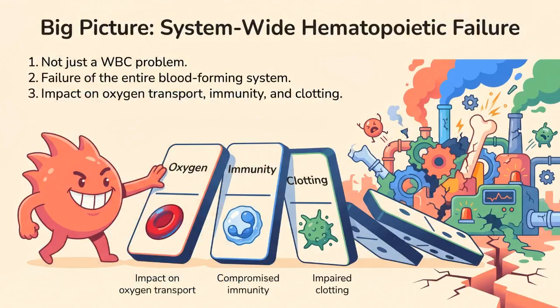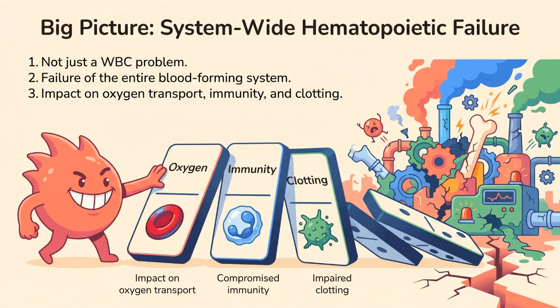We've just discussed how megakaryocytes are suppressed, leading to decreased platelets. Now, let's zoom out and consider the broader implications of acute leukemia. It's crucial to understand that acute leukemia isn't just a problem of white blood cells. It represents a profound, system-wide hematopoietic failure. The uncontrolled proliferation of blasts in the bone marrow doesn't just affect one cell line. It impacts the entire blood-forming process.